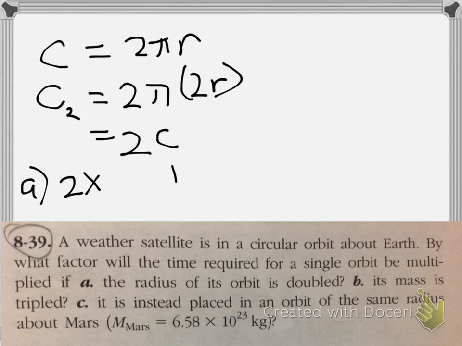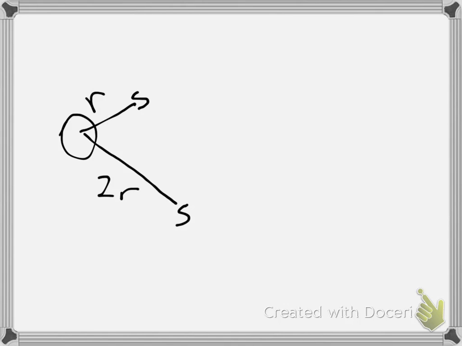Then for part B, if the mass was tripled. Now let's see, let me think about if you double the radius. It depends on what they're asking for. Let me see if I can do this. Here, this satellite S is at radius r. If we do another one, now the satellite S is at 2r, the path is twice as big.